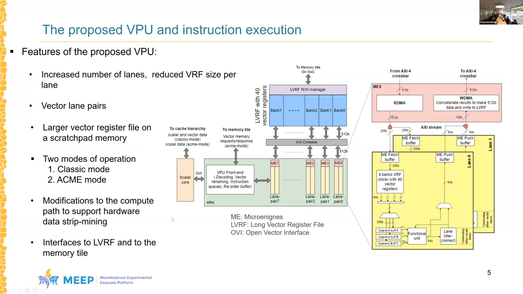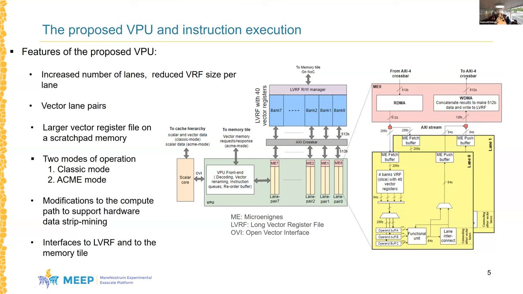And also the way the computation happened here is that the long vector stays here in the LVRF read write manager. So this is the VRF for the ACME mode, for this mode of operation. Now, when an instruction is issued, these lanes receive a fragment of data from the LVRF, process on that and write back. Okay, this is the iterative process.